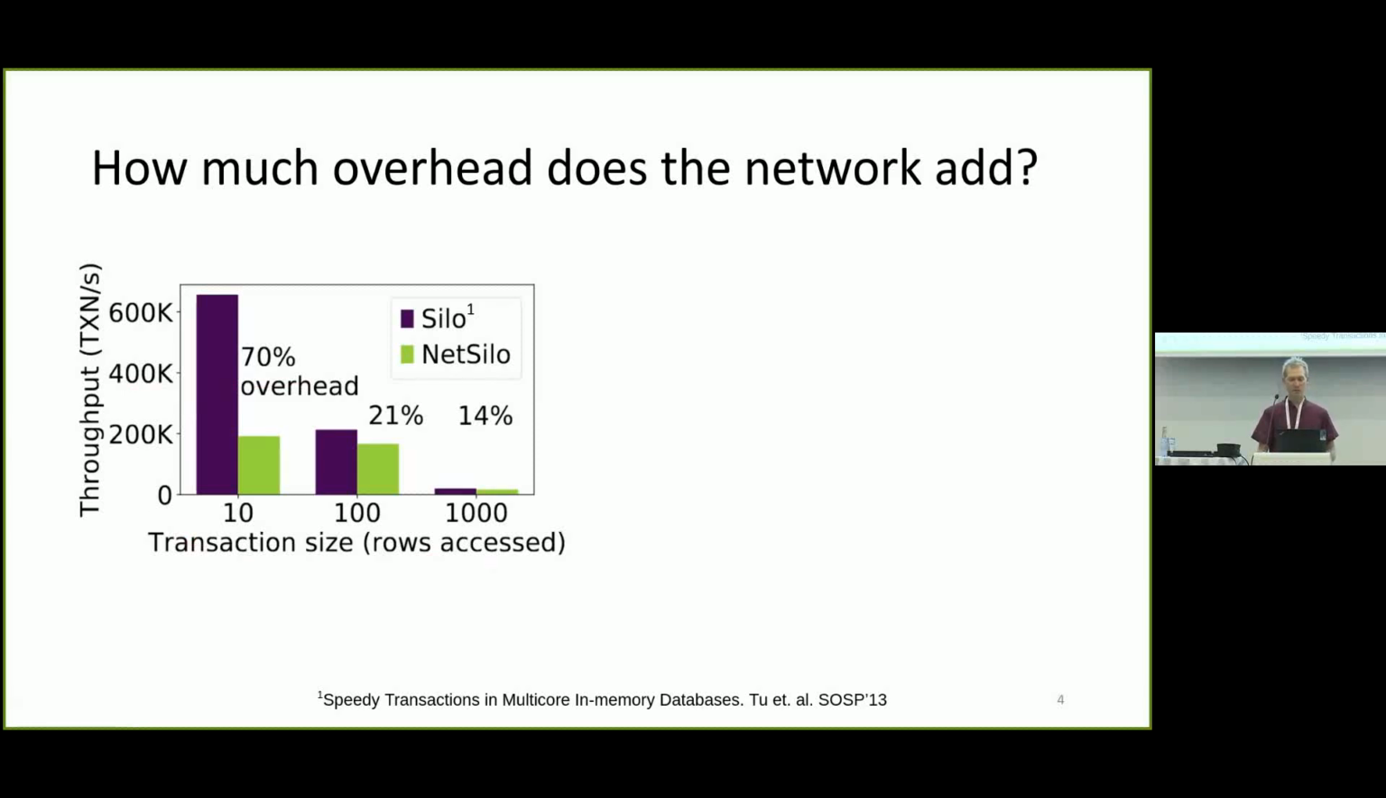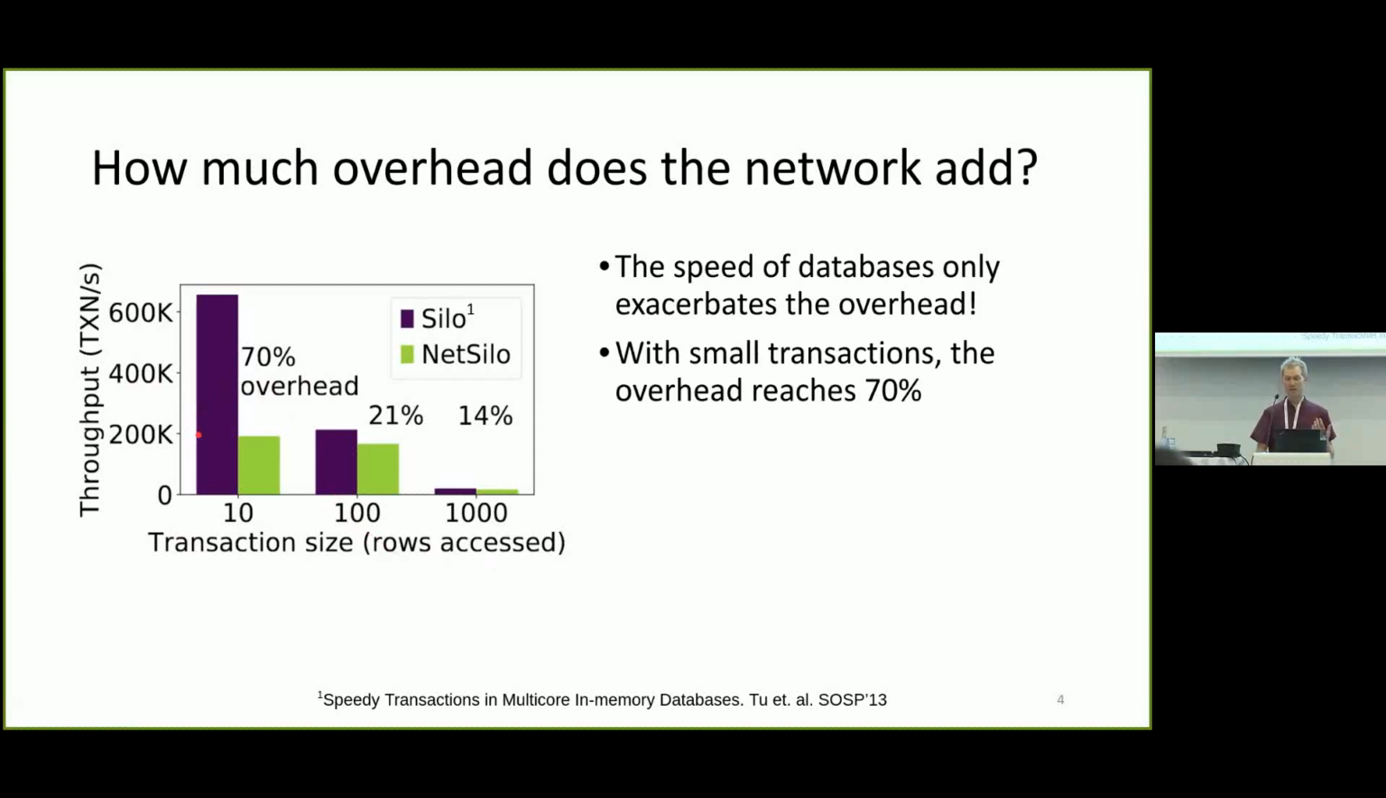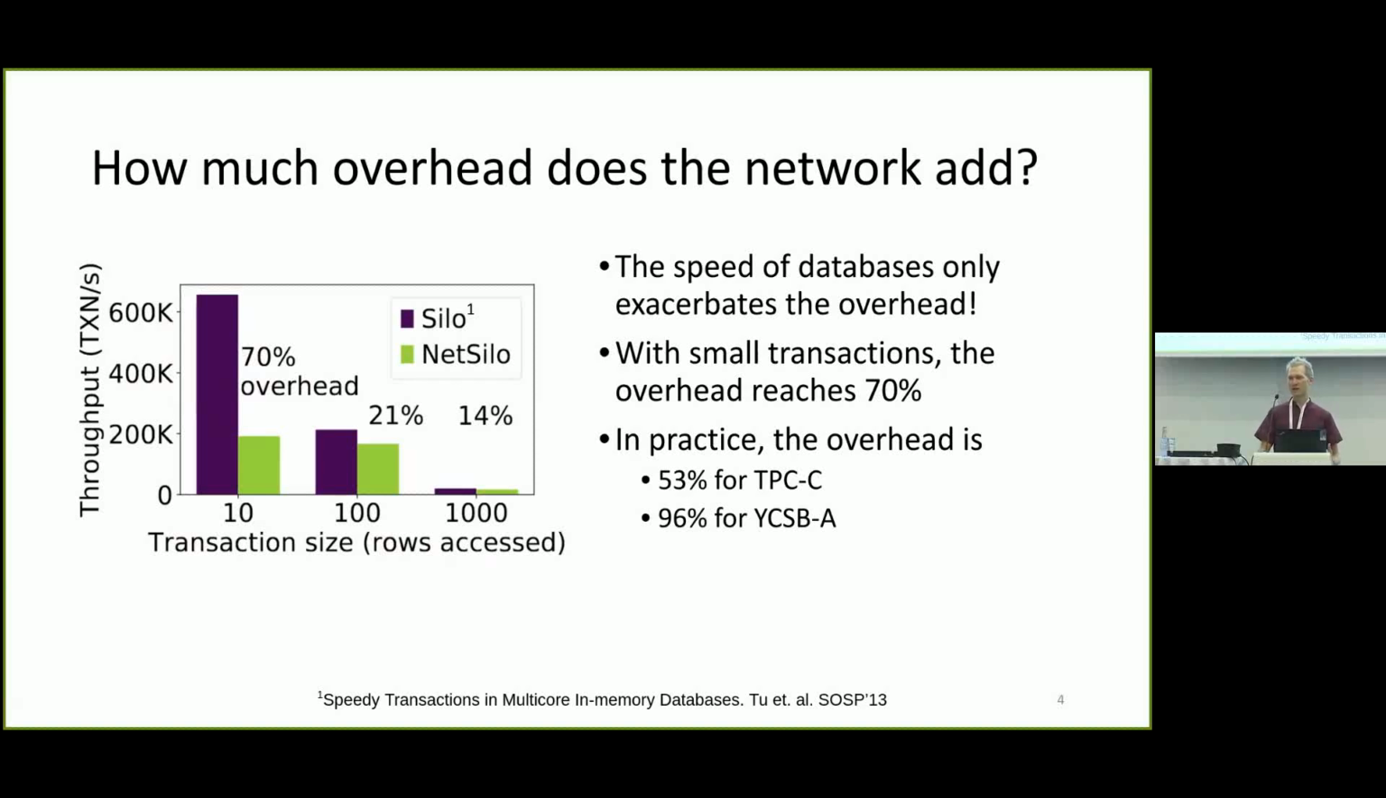We found that with smaller transactions, the throughput is higher, as you would expect. However, less time is spent executing the transactions. The overhead with small transactions reaches 70%. And with other benchmarks or workloads, we saw a similar thing. TPC-C experiences 53% overhead and YCSB 96% overhead. This means that 96% of the time is spent on networking and 4% on executing the transactions.